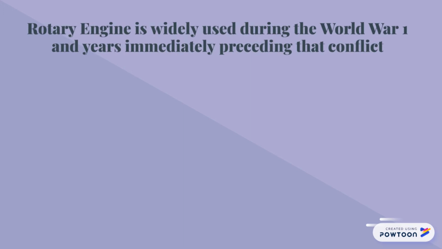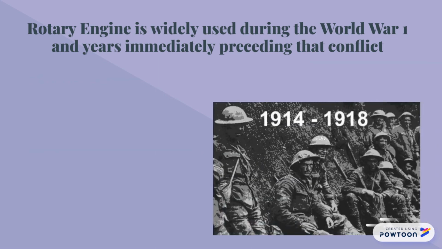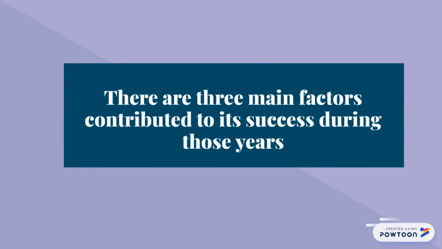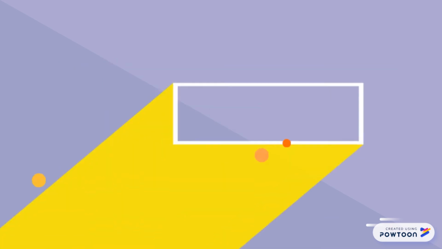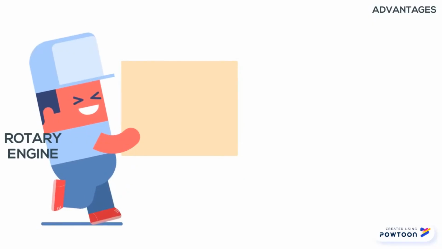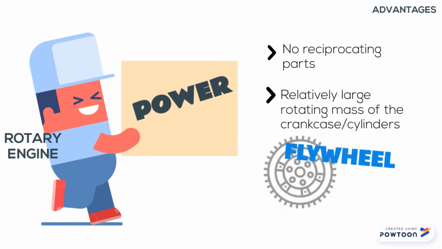The rotary engine was widely used during World War I and the years immediately preceding that conflict, 1914 to 1918, as an alternative to conventional inline engines. There are 3 main factors or advantages that contributed to its success during those years. First is its smooth running. A rotary engine delivered power very smoothly because there are no reciprocating parts and the relatively large rotating mass of the crankcase and cylinders acted as a flywheel.